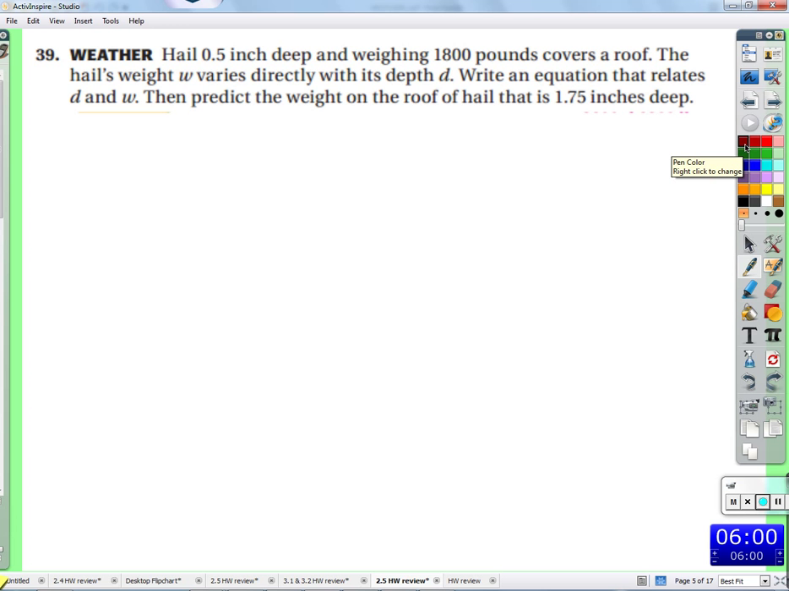Okay, so hail 0.5 inches deep and weighing 800 pounds covers a roof. The hail's weight, W, varies directly with its depth. Write an equation that relates D and W, then predict the weight on the roof of hail that is 1.75 inches deep. Okay, so we're just looking for confirmation that there's some direct variation here. If y varies directly with d, or sorry, w, then w must be a times d. So when you see that phrase, is directly proportional to, varies directly with, you write that equation.